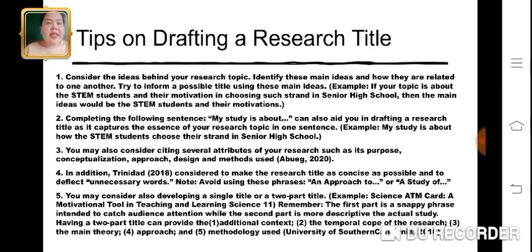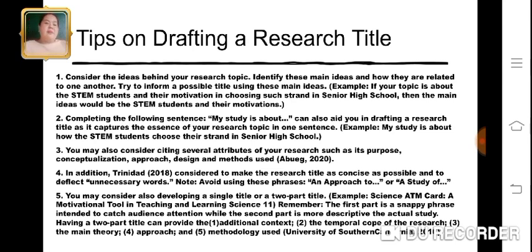First, consider the ideas behind your research topic. Identify these main ideas and how they are related to one another. Try to form a possible title using these main ideas. Like for example, if your topic is about the STEM students and their motivation in choosing such strand in senior high school, then your main idea is about STEM students and their motivation. Right?